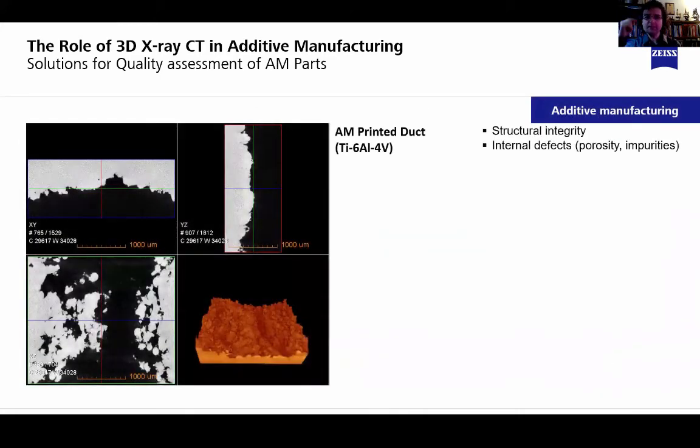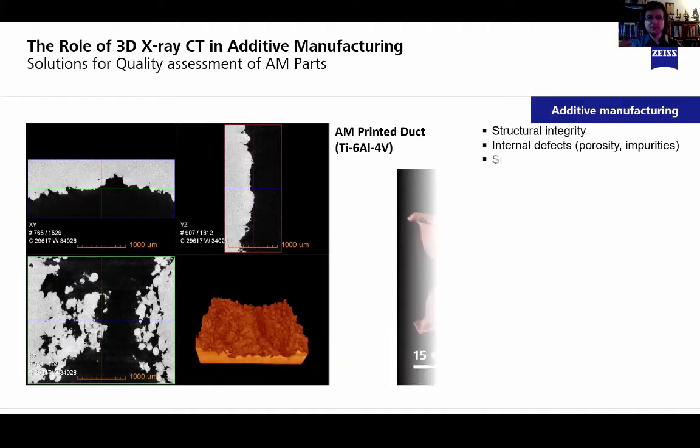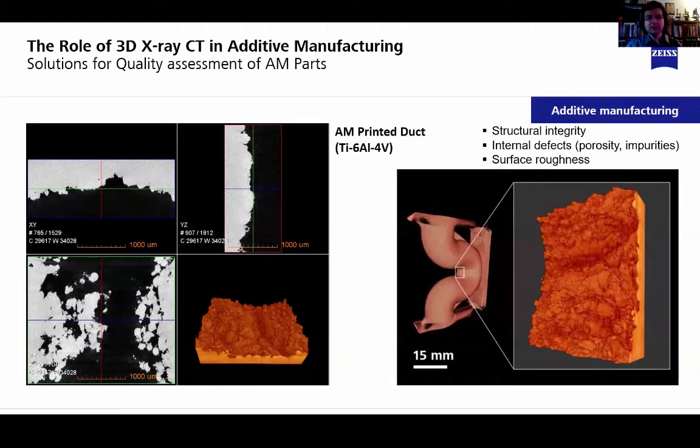This is one example that illustrates quality inspection of parts made by additive manufacturing techniques. Without destroying the part, we can inspect at high resolution the structural integrity of the internal cavities, check for internal defects such as porosity or impurity inclusions in the powder material, and do measurements of surface roughness.